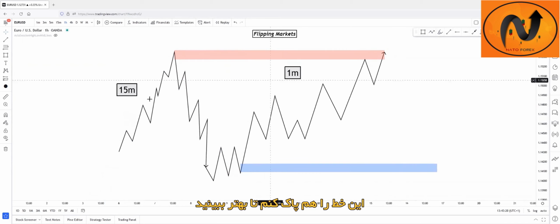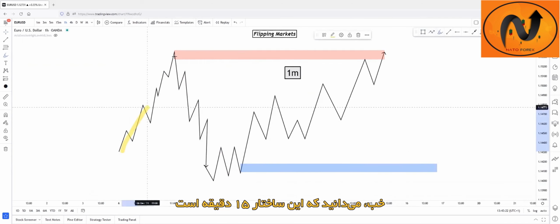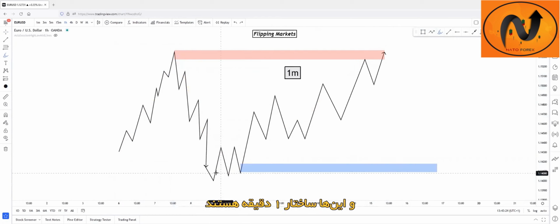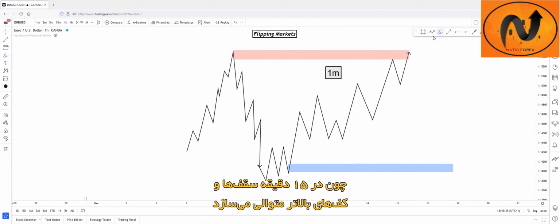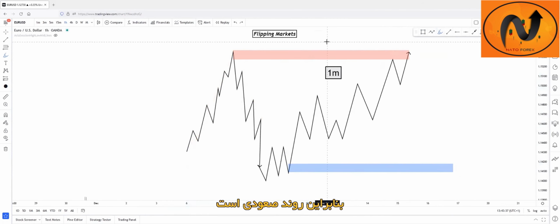Okay, you know that this is the 15-minute structure, and these lines are the 1 minute structure. So we have this supply zone up here, but we have this demand zone down here, and we know that the trend is bullish because it's creating series of higher highs and higher lows on the 15 minute. So the trend is bullish.